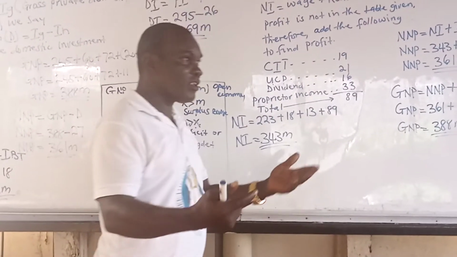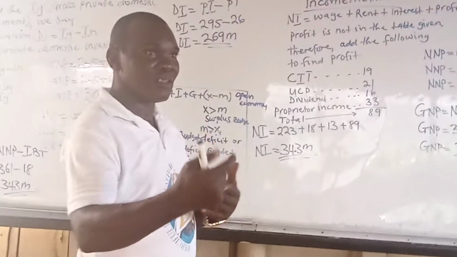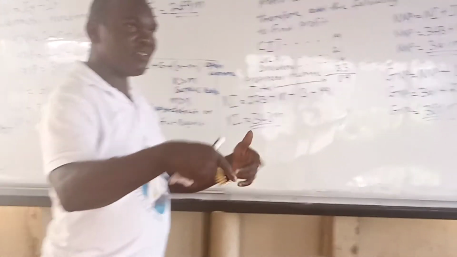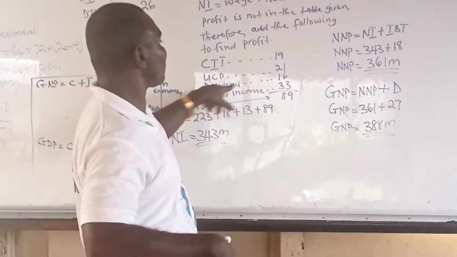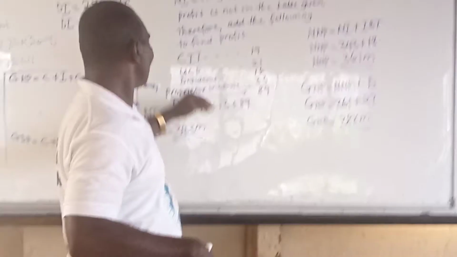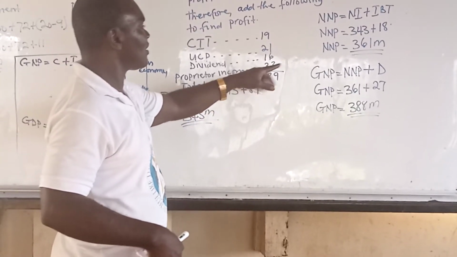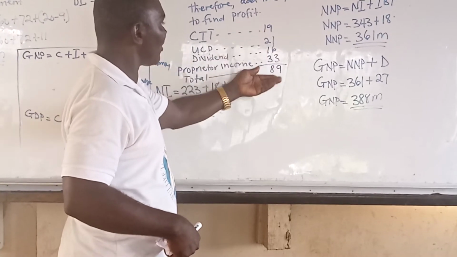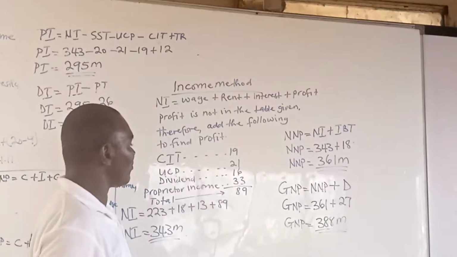When you work in a partnership, your benefit, your share, is considered as what? Dividend. So the dividend here, the value there is 16. Then we have proprietary income. Proprietary income is 33. You add all of this, it gives you 89. That becomes the profit you are making there.